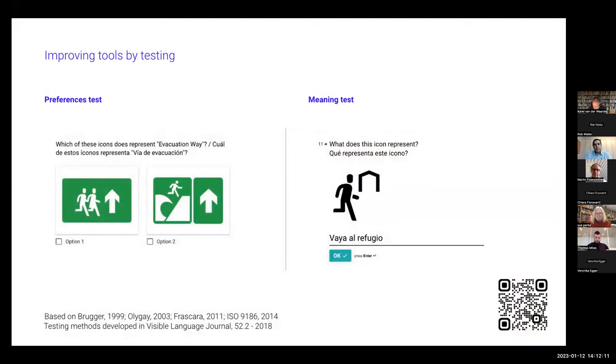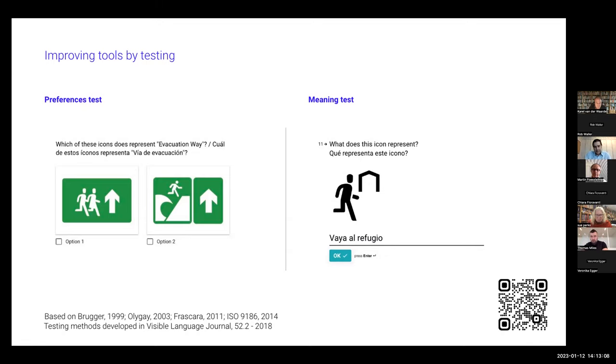We usually use two methods to test the options. One is the preferences test. It's mentioned in the usability literature. In both tests, we ask simple questions. For example, in the preferences test, which of these icons does represent the idea? In this case, evacuation way. And you just put your preference. At the right, you can see the test that we have applied more during the project. And the question here is, what does this icon represent? So you obtain here an open response. I will explain this in detail now.